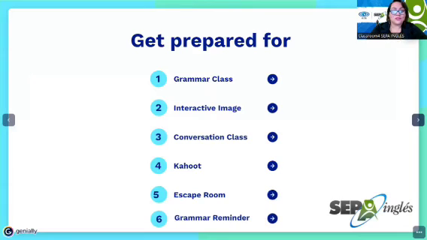This class is going to be divided into different structures and different steps. In the first step, get prepared for a grammar class. In number 2, we are going to have an interactive image. In number 3, we have a conversation class. In number 4, we have a Kahoot activity. In number 5, we have an escape room. And finally, in number 6, we have a grammar reminder.